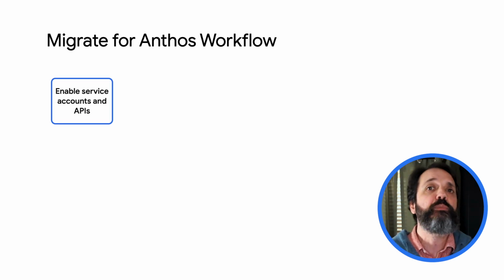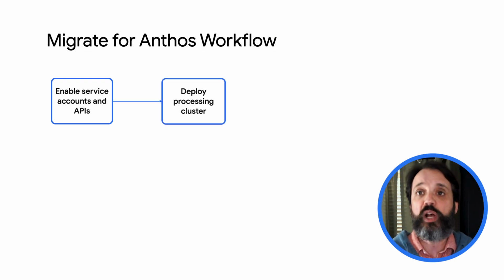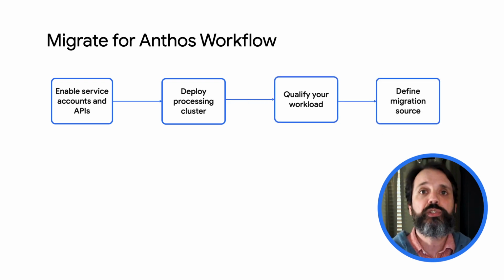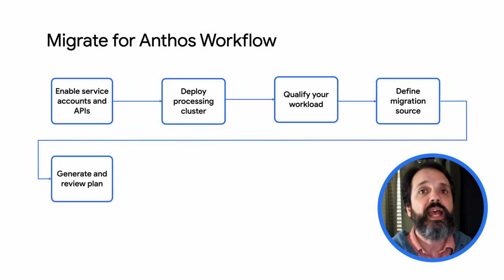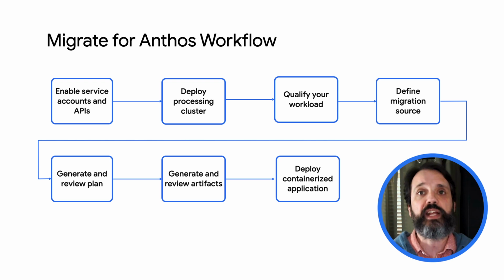And again, to quickly recap, a migration generally consists of the following steps. First, create a Google Cloud project, set up the necessary service accounts, and enable the appropriate APIs. Then you create a migration processing cluster. After that, choose and qualify your target workload. Then you define your migration source, create a migration plan, and adjust that plan to ensure it meets your needs. After that, you create the actual deployment artifacts, and then finally you can deploy the newly containerized application. The first two steps were covered in the previous video, so we'll start by discussing choosing the right workload.